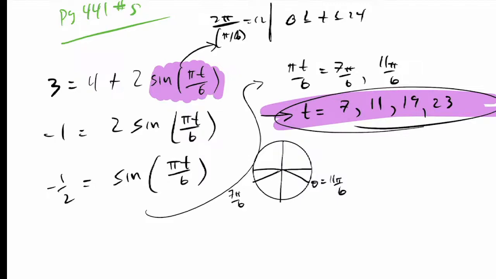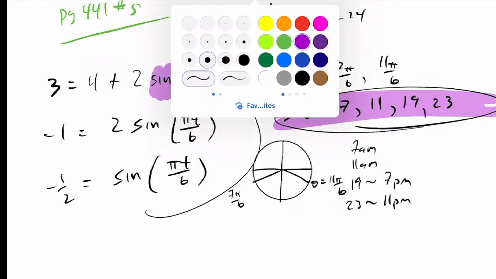And this question is asking, consider a day when you start at midnight, determine when the depth of the water is 3 meters. So if you're starting at midnight, they've got like 7 a.m., 11 a.m., and then this would be 7 p.m. and 11 p.m. Right, 1900 hours is 7 p.m., 2300 hours is 11 p.m. Is that okay?